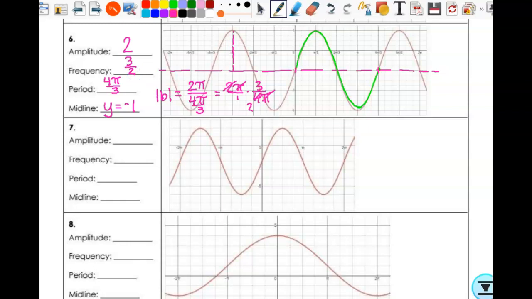I could also have gotten that from the graph, because here's one cycle, and then I only get half of another one before I get to 2 pi. So that's 1.5, which I would never write 1.5. I would write 3 halves, but I could get it either way. Okay. So you need to know how to do it mathematically in case the numbers don't work out nicely on the graph, but you can also do it graphically. Okay, we good? All right, so you do number 7.